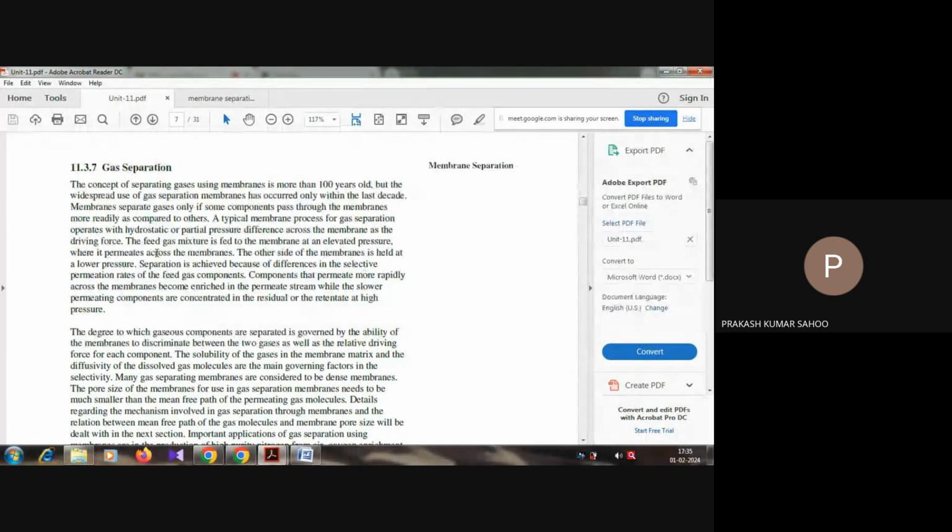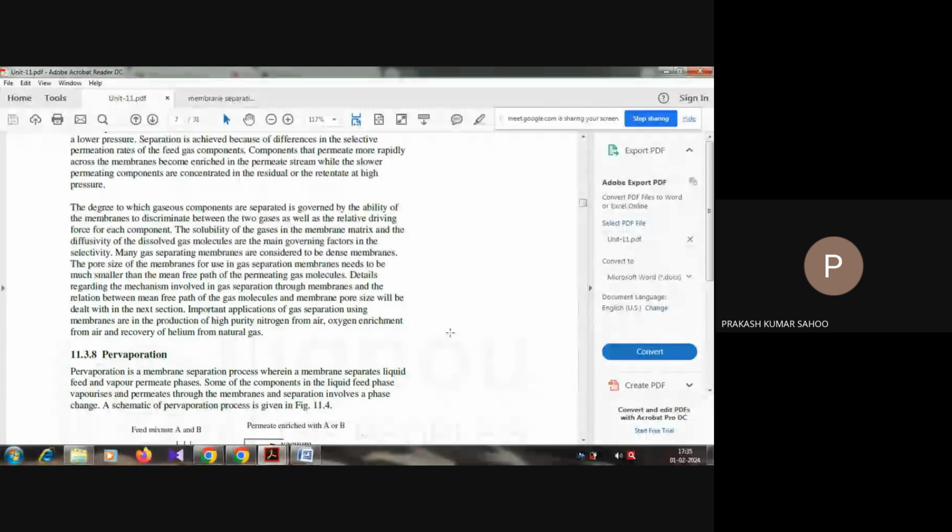Membranes separate gases only if some components pass through the membrane more rapidly than others. A typical membrane process for gas separation operates with a hydrostatic and partial pressure difference. So here, by use of a membrane, separation of gases from a mixture is seen, and this includes the application of hydrostatic or partial pressure, and it also depends on the permeation across the membrane. This is very important.